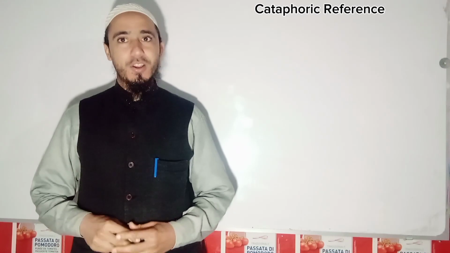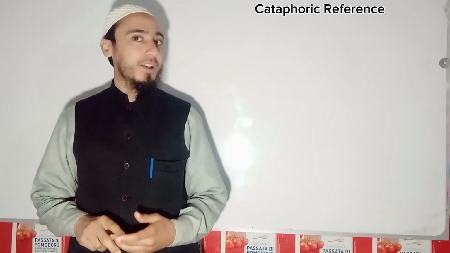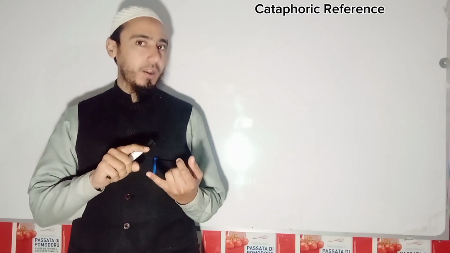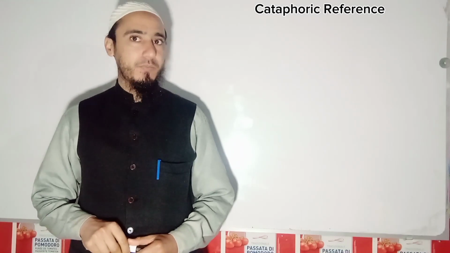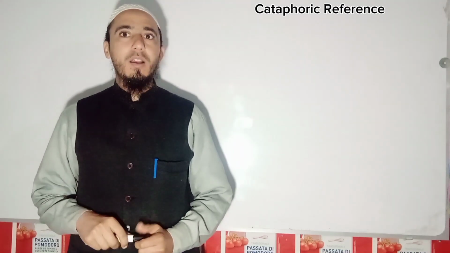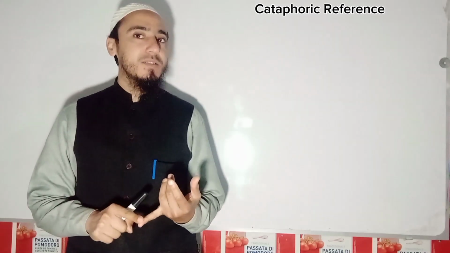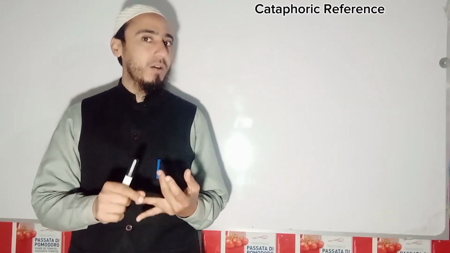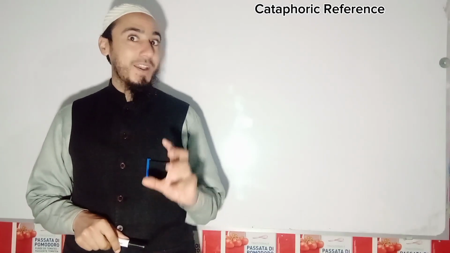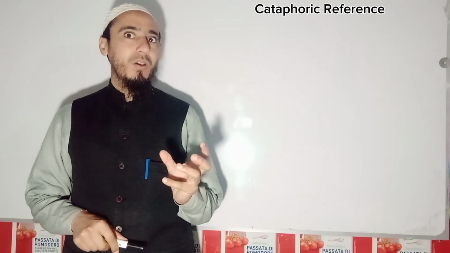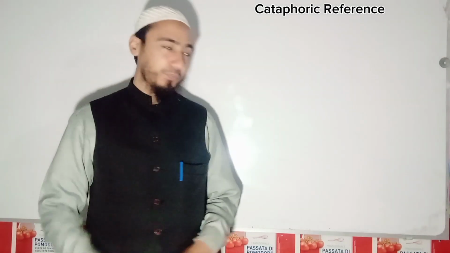Just before yesterday, I told you about reference, what reference is and its types. Reference has three types: anaphoric reference, cataphoric reference, and exophoric reference. Yesterday, I told you about anaphoric reference, that anaphoric reference happens when a word, a pronoun, or a phrase refers to a name, a noun, which is earlier mentioned in a conversation or in writing.